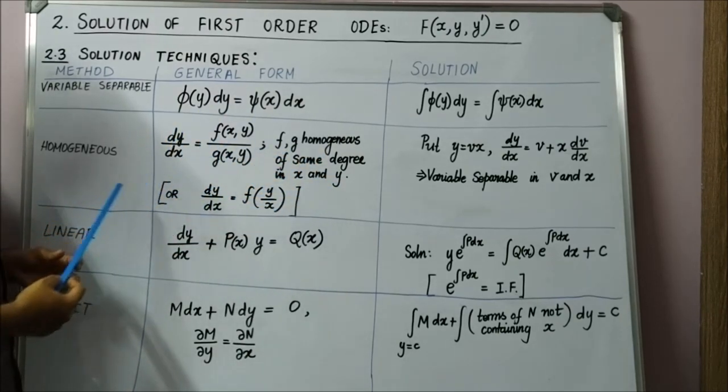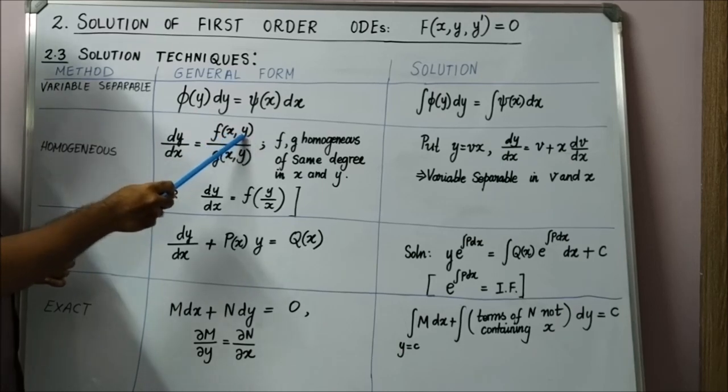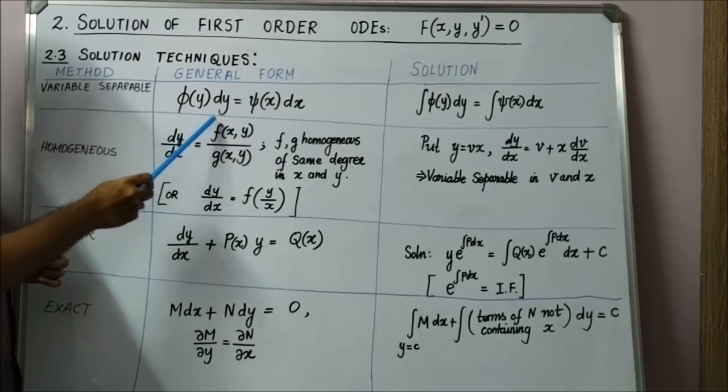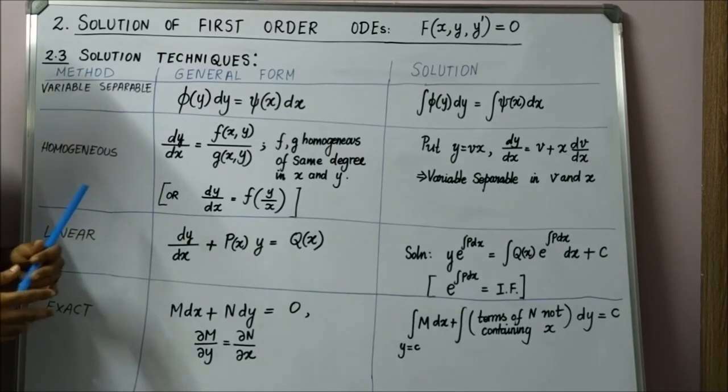You know what is meant by a homogeneous function? If you replace x and y by tx and ty, then you should get t power n into f of x comma y. Then n is the degree of this function.